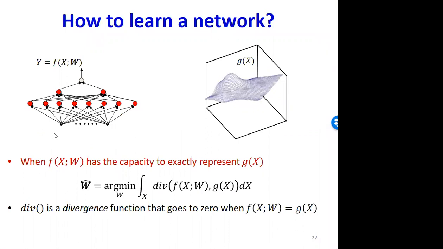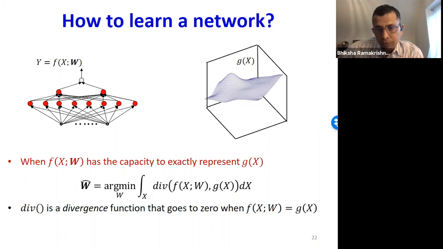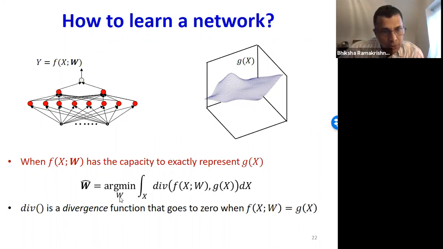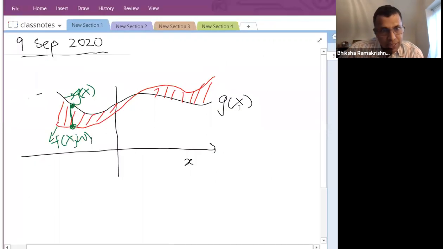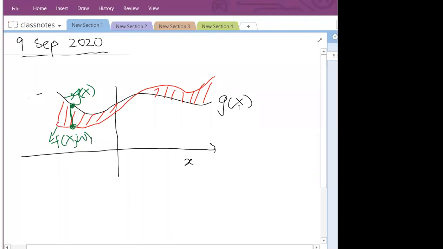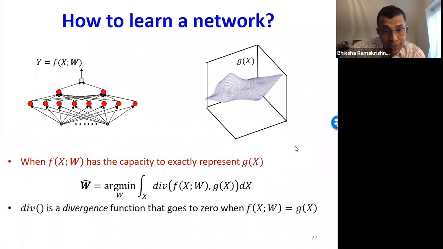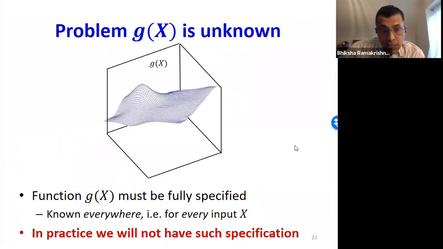Right? So what is the problem with this approach? Trying to estimate W that minimizes this area. Anybody want to tell me what the problem is with this? You may not have access to every single instance of X. You don't know the function G everywhere. In most real life problems, G is not fully specified, whereas in order to be able to compute that, we need to specify G everywhere.